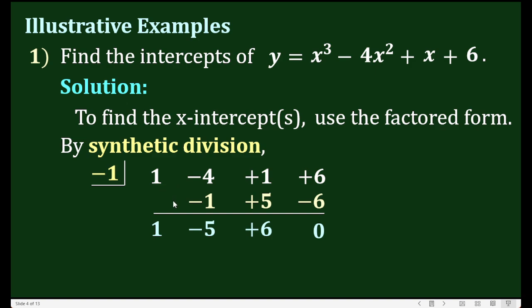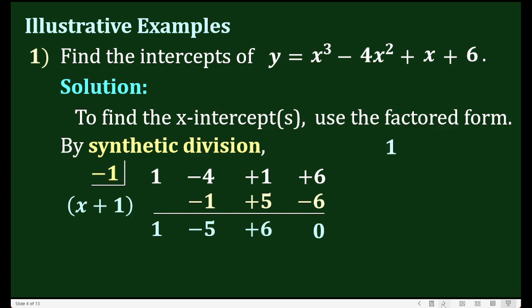Actually, there is no need for us to factor this polynomial expression further, but we need to express the factored form anyway. So if we have a root of negative 1, it follows that the first factor we obtained is x plus 1.